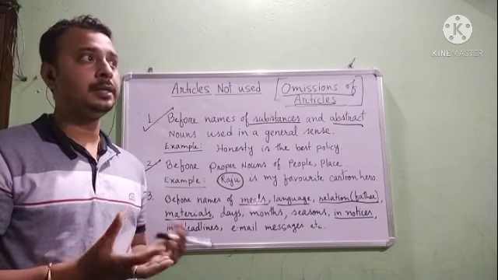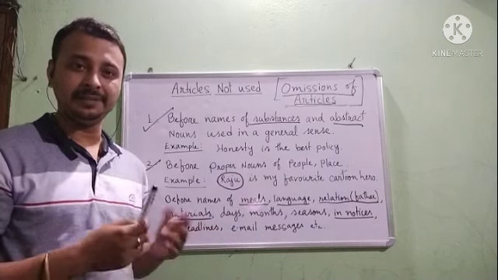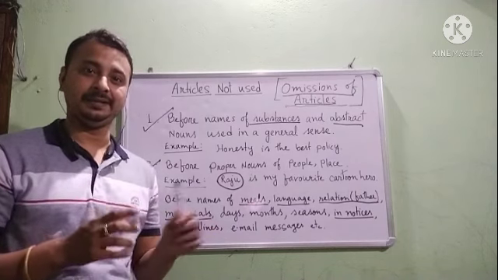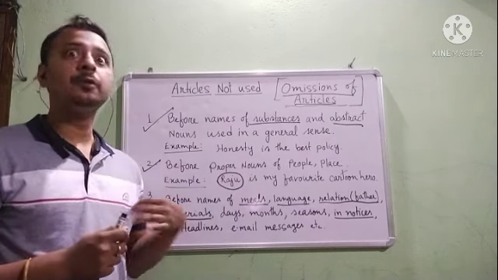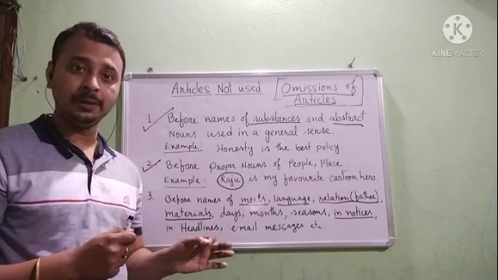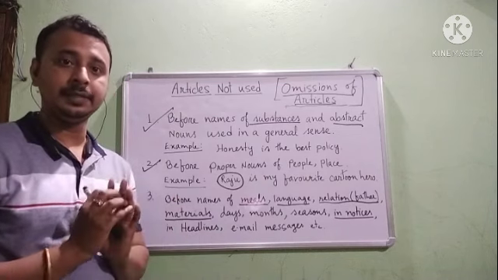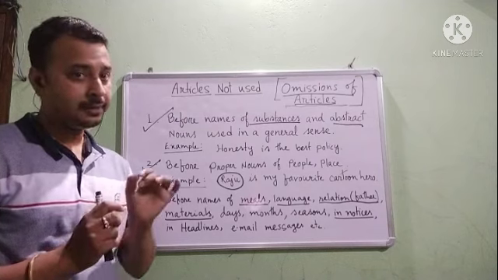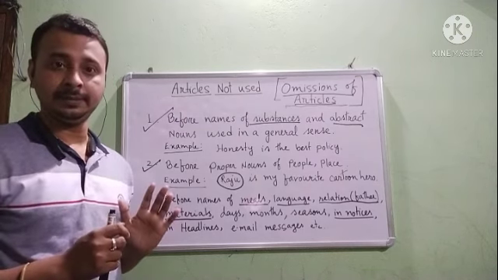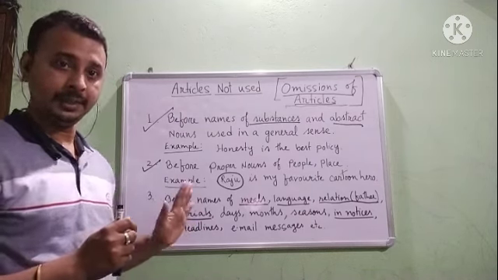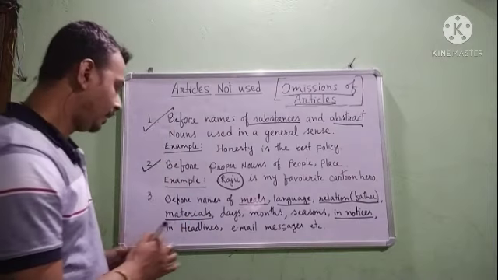Okay. Next, materials. Before material nouns or materials, we don't use any articles. For example, gold is a precious metal. It is a common sentence. Gold is a precious metal. So we don't say "the gold is a precious metal" or "a gold is a precious metal" or "an gold is a precious metal." No. Only "gold is a precious metal." That is, before gold, we don't use any articles.